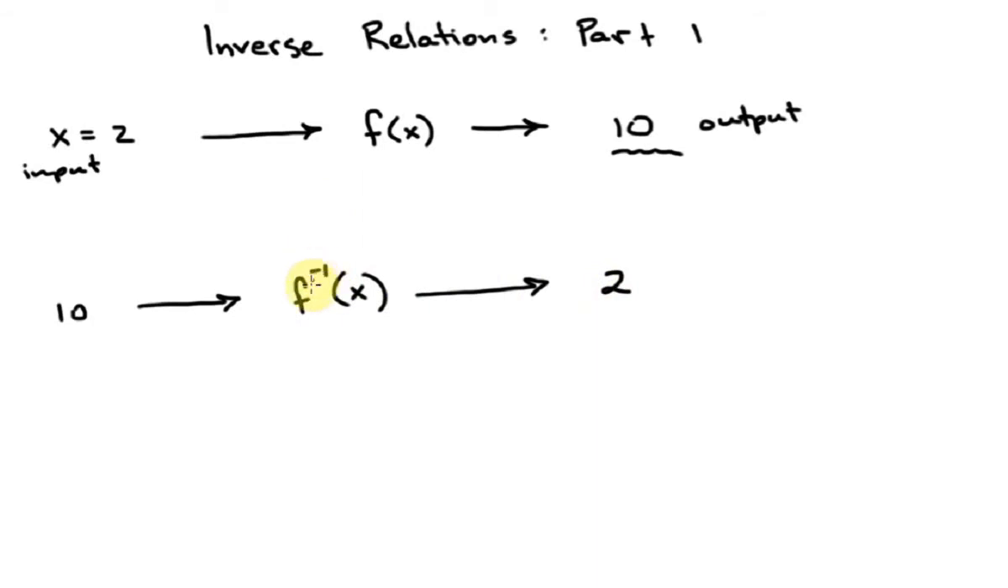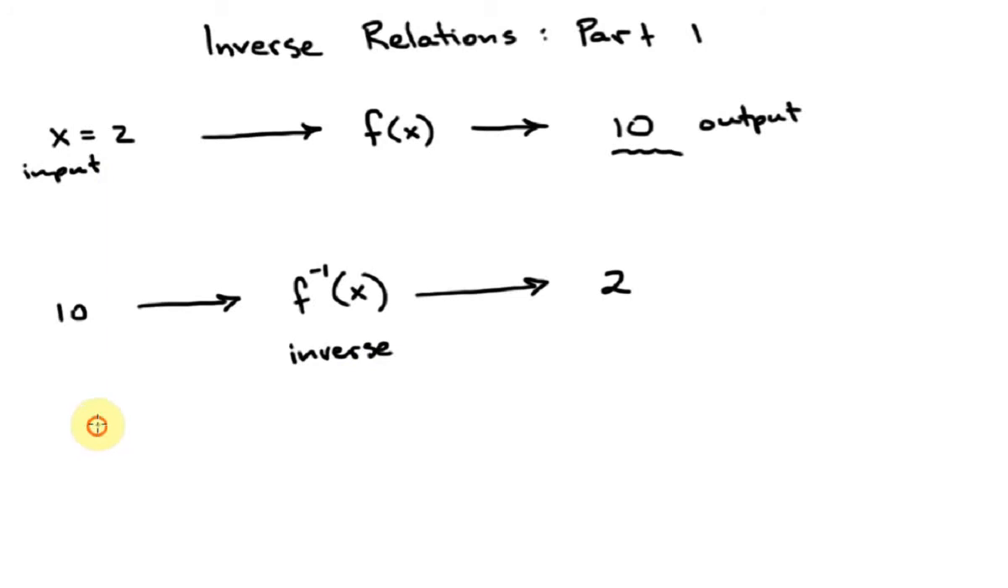You see I wrote it with this funny notation here. This is called the inverse. Sometimes it's a function, sometimes it's just a relation. And we'll talk more on that later on. But an inverse always undoes what the function did.